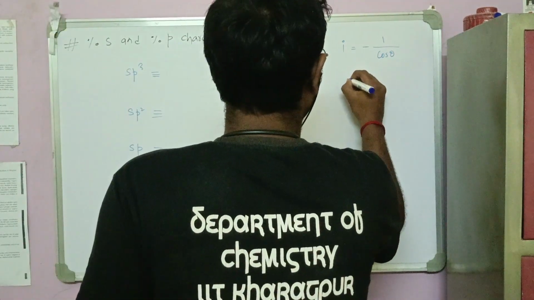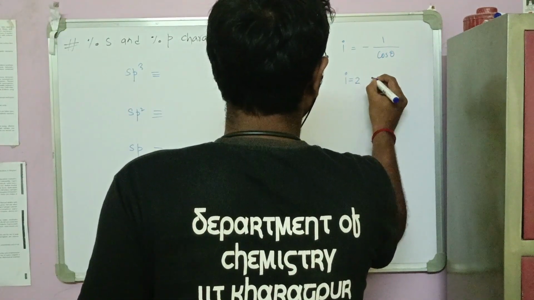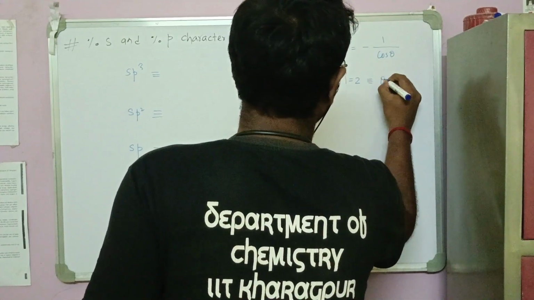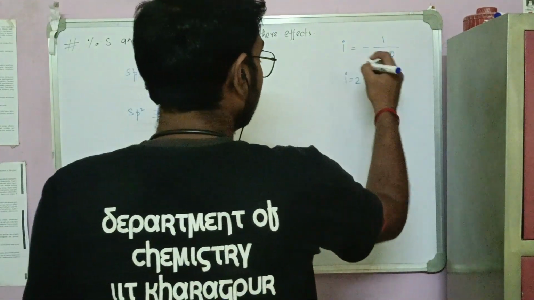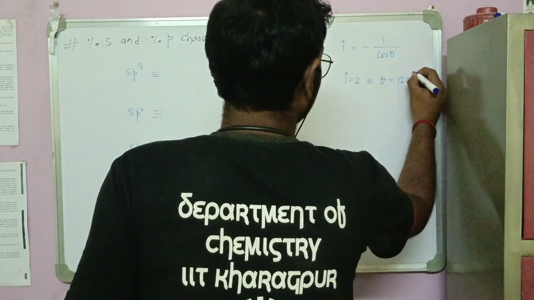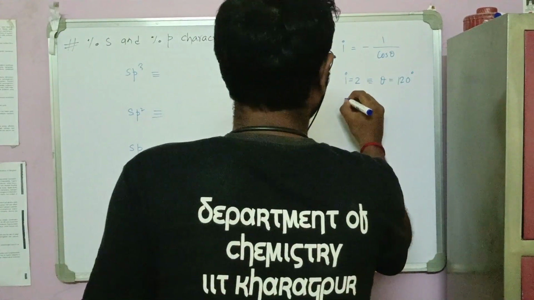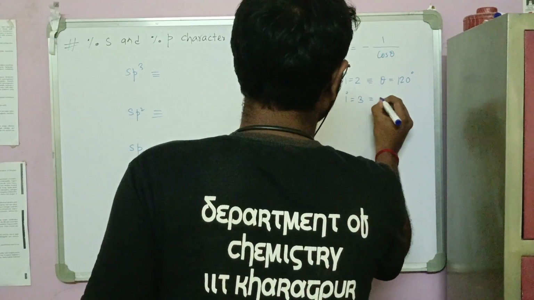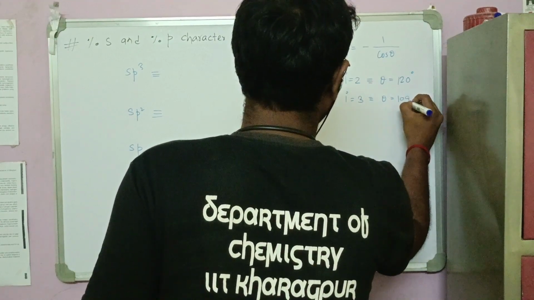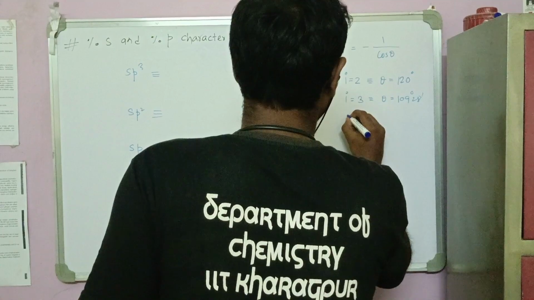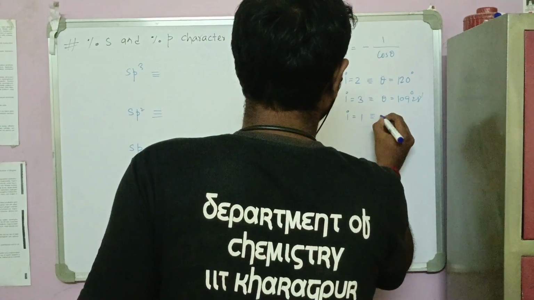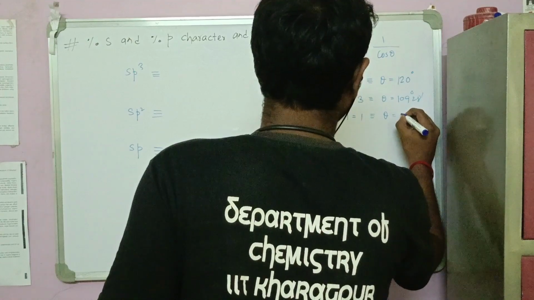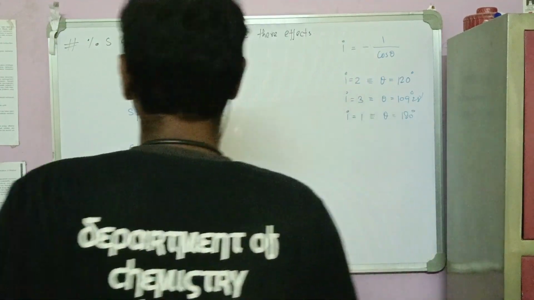If I talk about i equals 2, we can put it into the equation to get the theta value equals 120 degrees. For i equals 3, that is sp3 hybridization, theta will be 109 degrees 28 minutes. And for i equals 1, that is sp hybridization, we get the theta value to be 180 degrees.